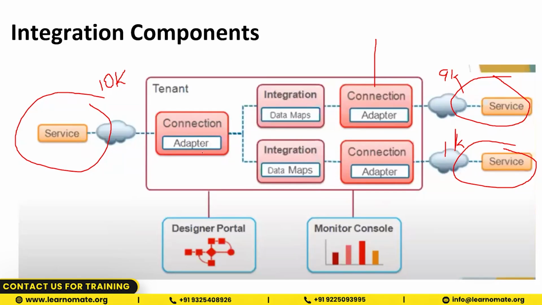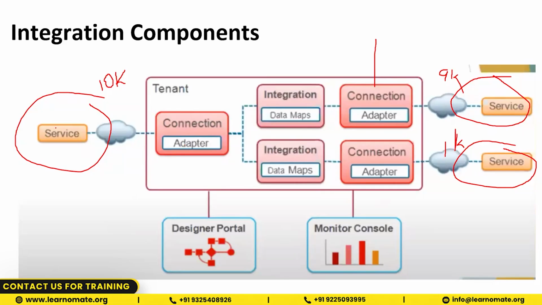Whoever has this URL and passcode can join. In the same way, when our OIC wants to interact with a system, it needs the connectivity details, and internally those connectivity details use the adapter. So we don't have to write the code to connect with that system. We just give the credentials, and everything is already coded into the adapter.